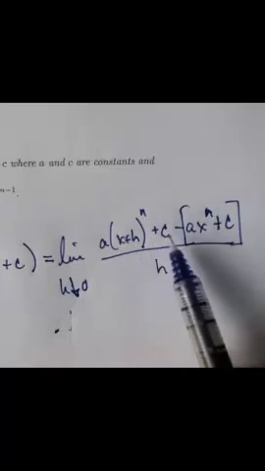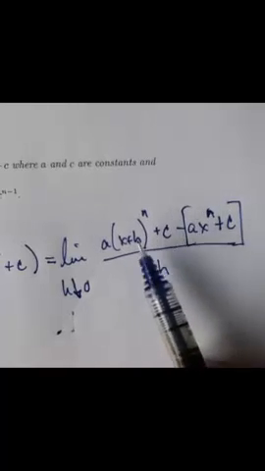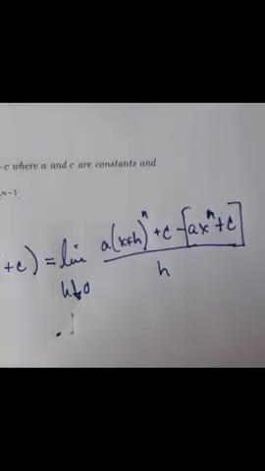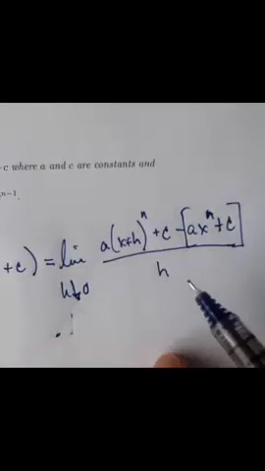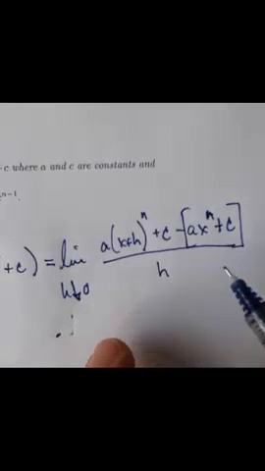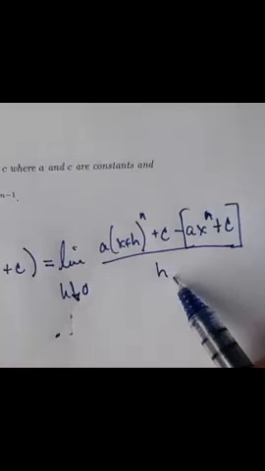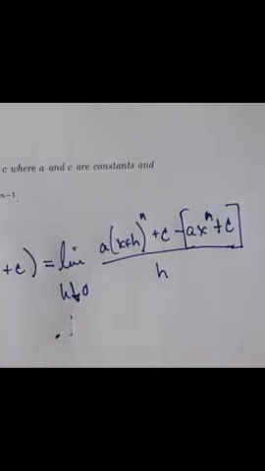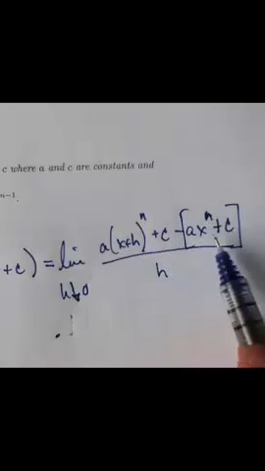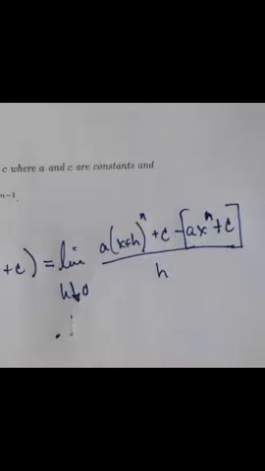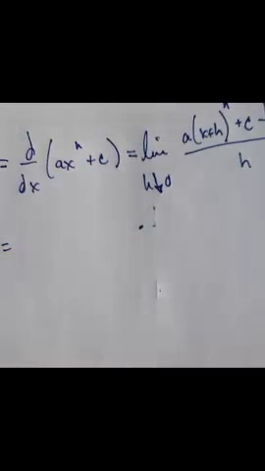Remember, the stuff on the top is the difference in two function values, and in the bottom is just the difference between two horizontal values. It's just h. H is sort of our increment there. So it's just a rise over a run. That's all that is. All right, so let's see if we can carry out this limit.